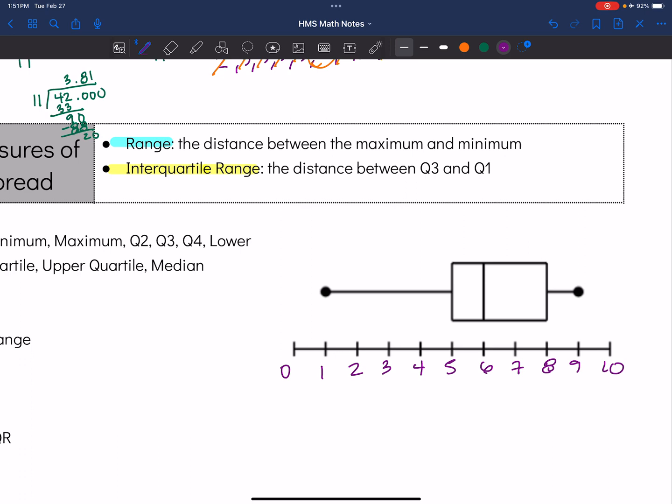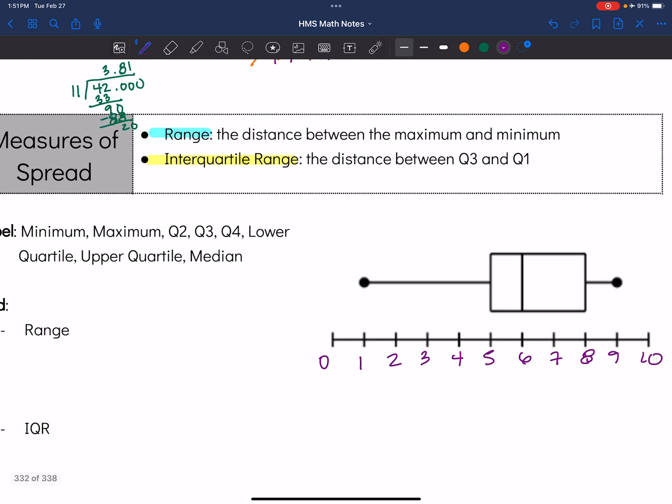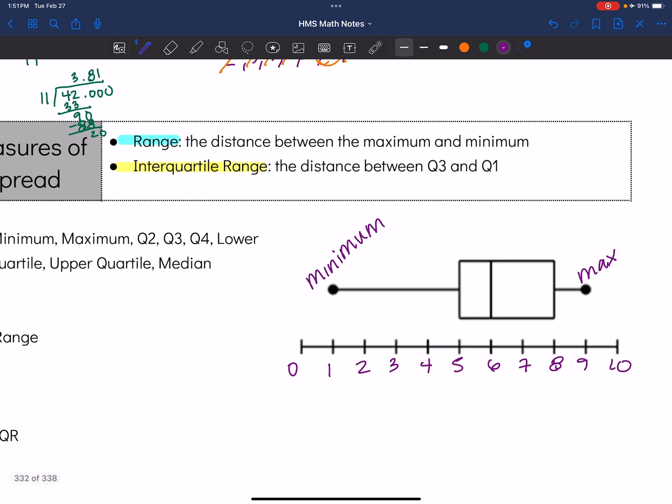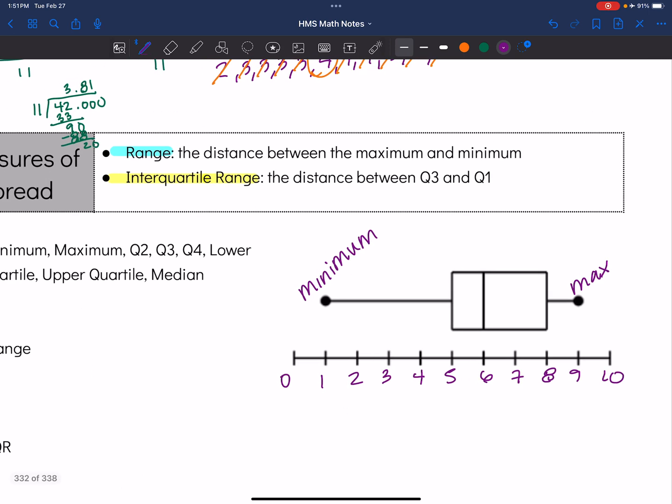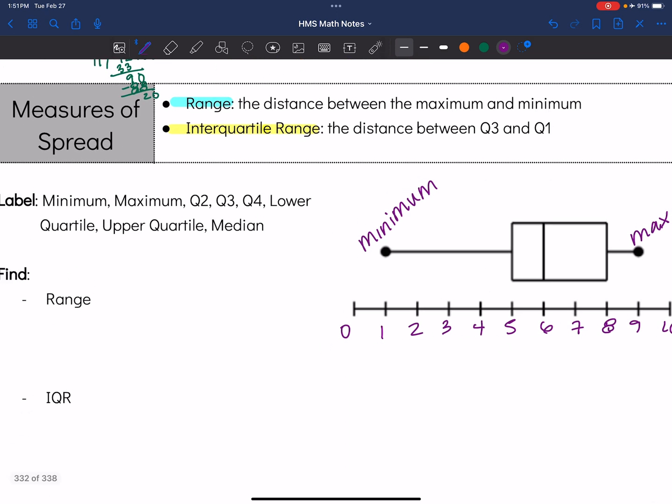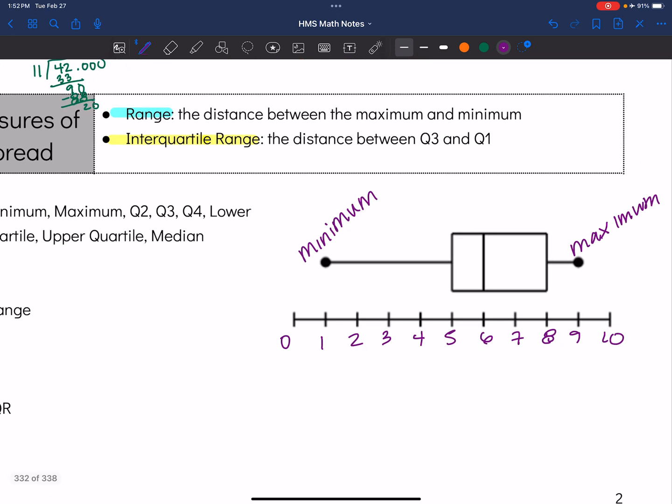Okay, I am labeling my minimum and maximum. Minimum is the smallest. That looks like 1. Maximum is the largest. I'm going to write max for short. No, I'm not. I'm going to spell it out. Maximum. Okay, Q2, Q3, and Q4. So this guy is actually Q1. Dang it. I mislabeled that. This is Q1, quartile 1.